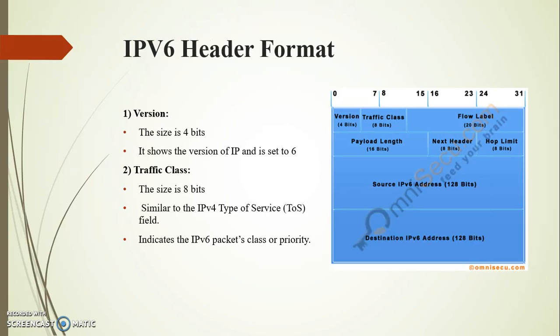Then the IPv6 header format. First is the version. This is similar to the IPv4 version field. The size is 4 bits. It shows the version of IP and is set to 6. This field defines the version of IP. It is a static 4-bit value. Then the traffic class. The size is 8 bits. Similar to the IPv4 type of service field. It indicates the IPv6 packet class or priority.